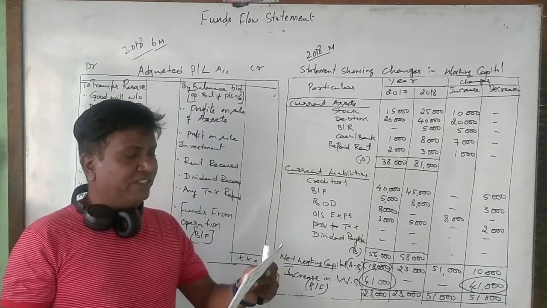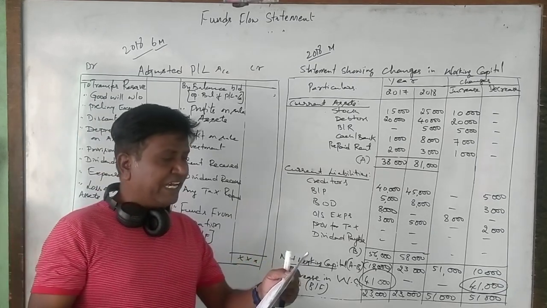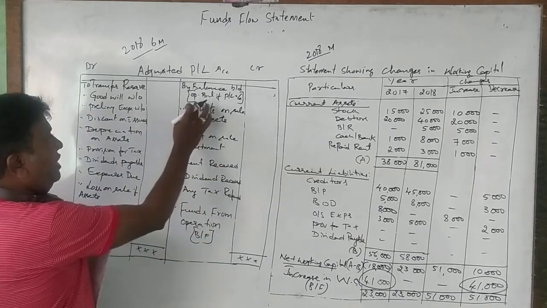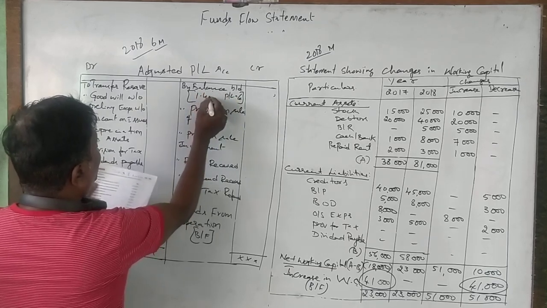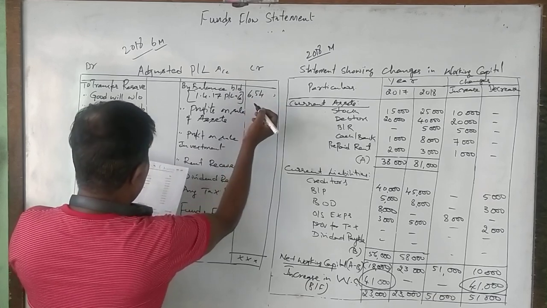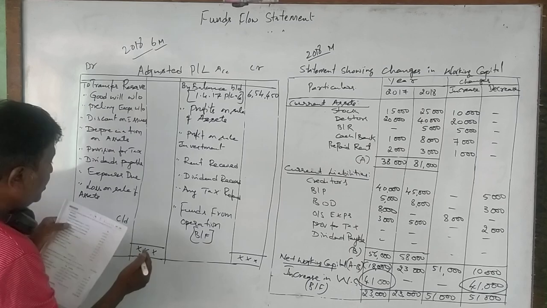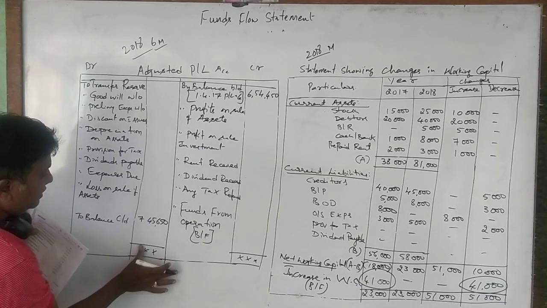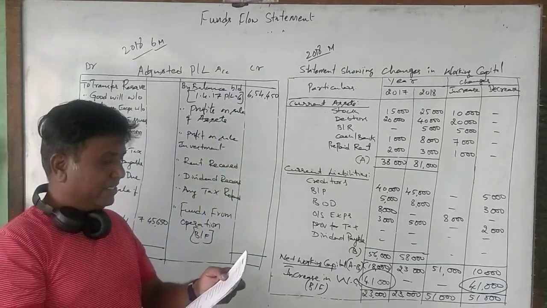Profit and loss account balance as on 1/4/2017 and profit and loss account balance as on 31st March 2018. That means the opening balance of profit and loss account as on 1/4/2017 is 6,54,450, and the closing balance is 7,45,650.